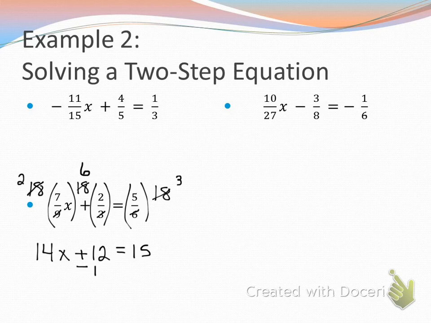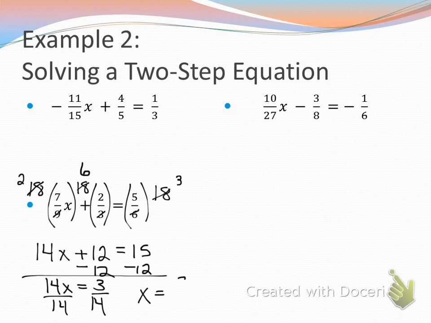And now I can just solve it. Subtract 12 from both sides. 14x equals 3. Divide by 14. And x equals 3 over 14.